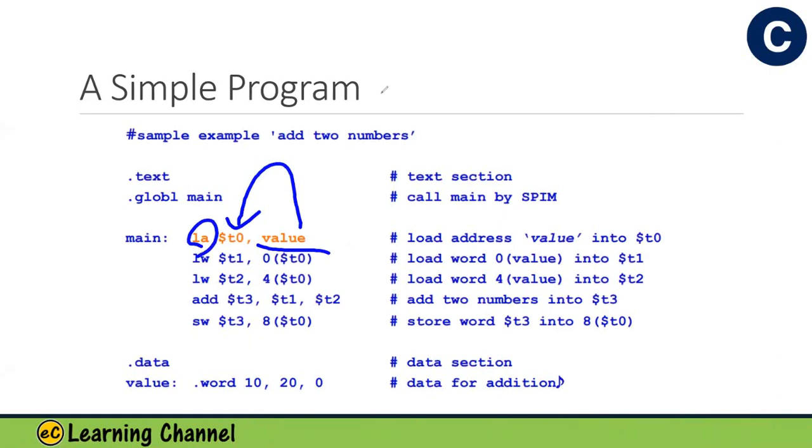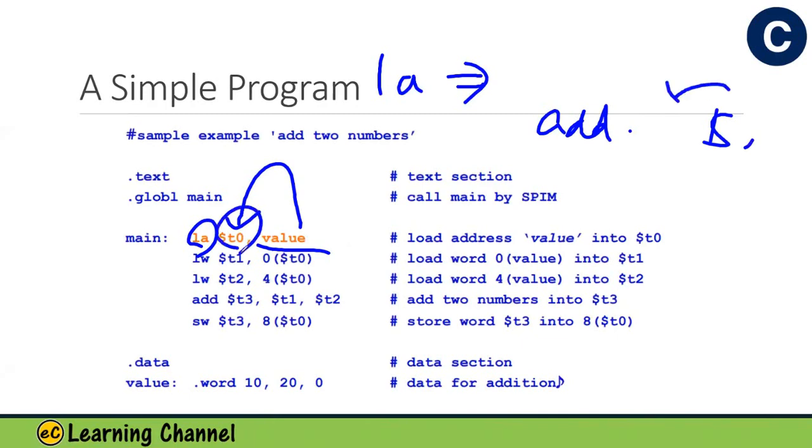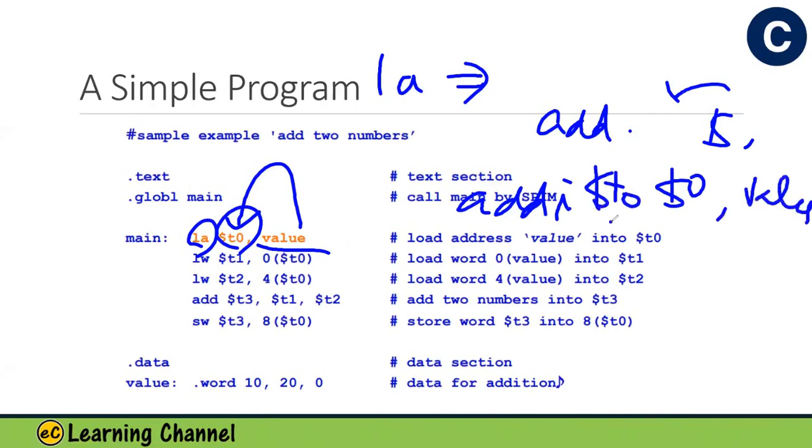instruction, right? So this load address, it actually will be translated to what? To add some value from a certain register, right? And then with some data, it's saved to the register T0. Actually you would add to register 0 with the value of the value and then store to T0, right? So that's really a pseudo instruction.